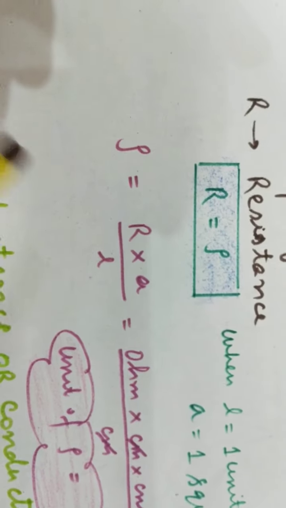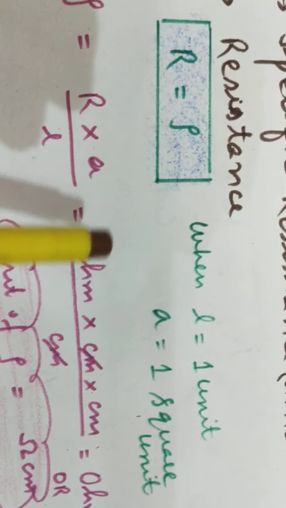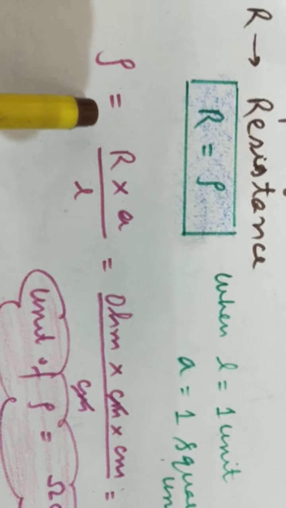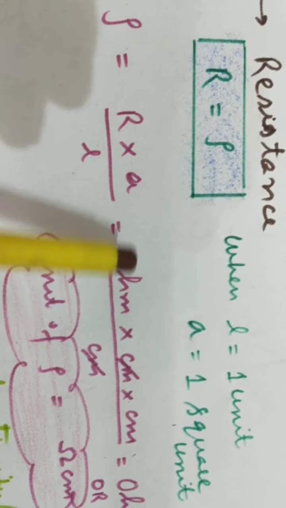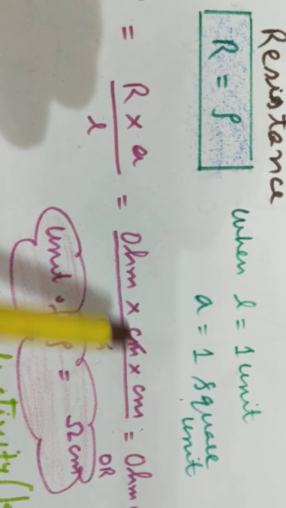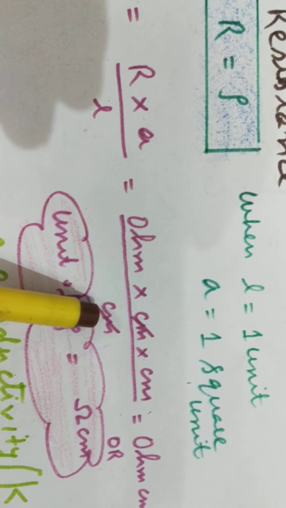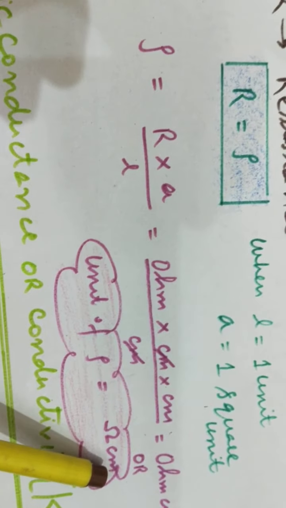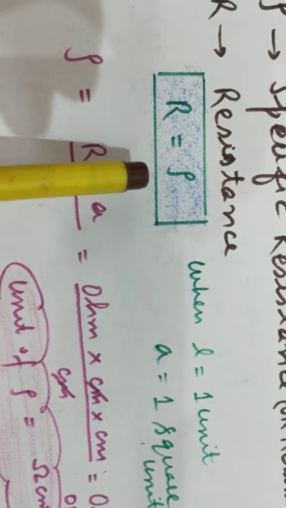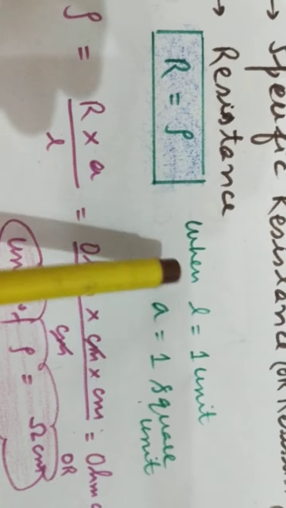If we want to calculate the unit of specific resistance, the unit of resistance is ohm, area is in square centimeter and length is in centimeter. Therefore, the units are ohm centimeter. So the specific resistance will be equal to resistance when the length of the conductor is 1 unit and the area is 1 square unit.